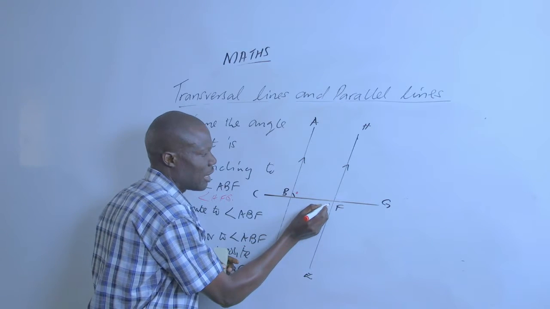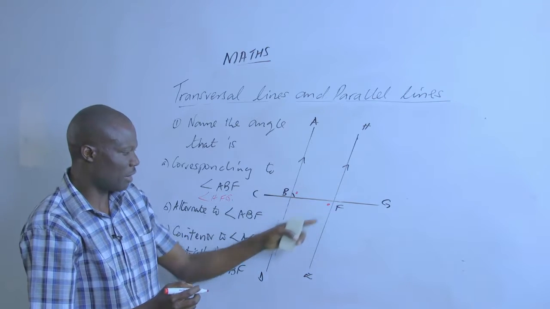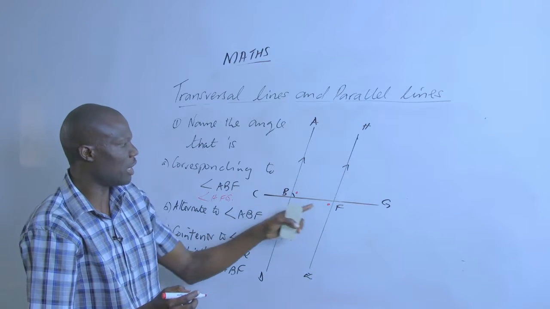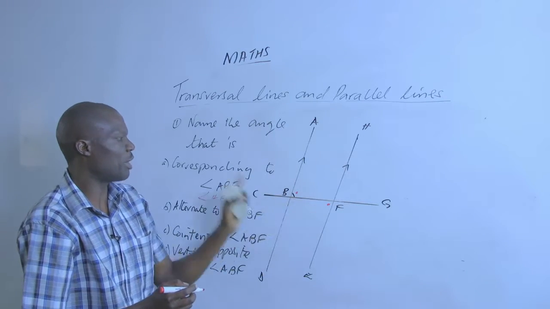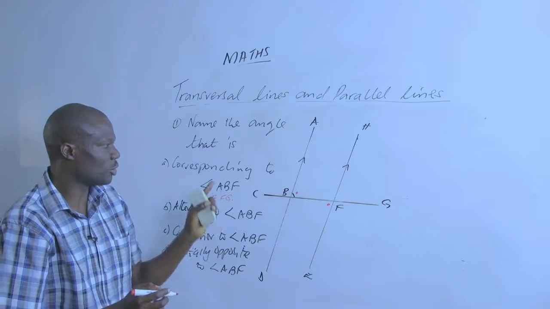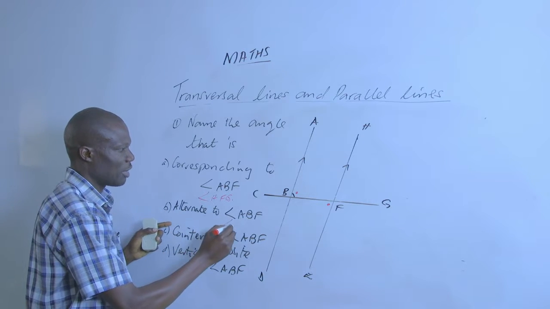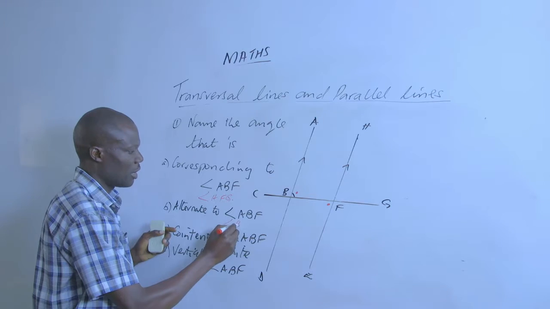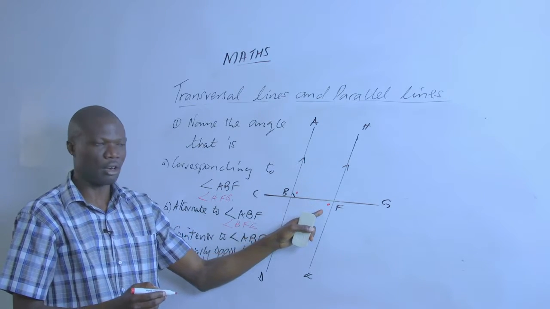You'll find that that angle is this one here. That's the angle BFE. Angle BFE is alternate to ABF and they are equal. So we shall say that the angle that is alternate to ABF is angle BFE. That is this angle here.